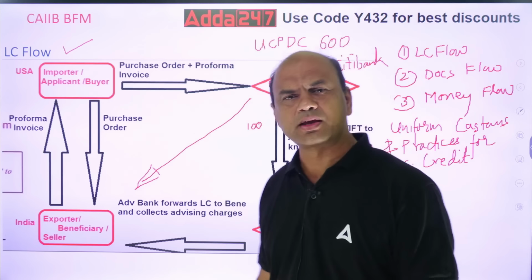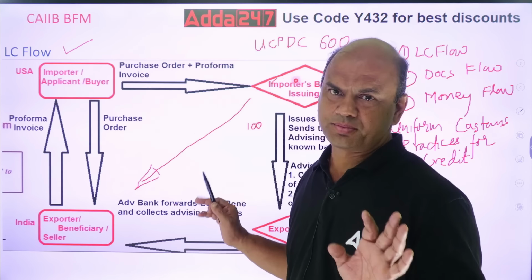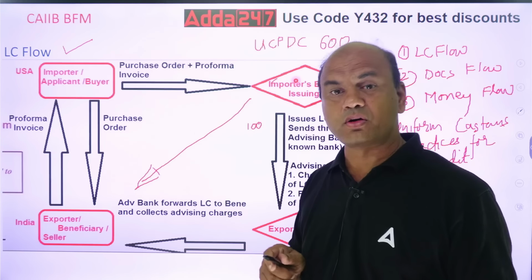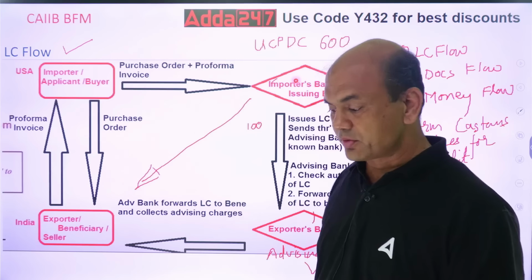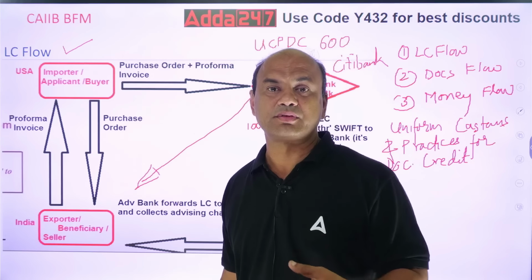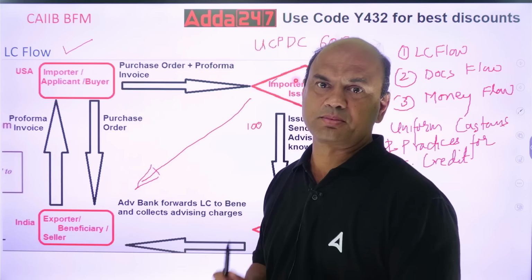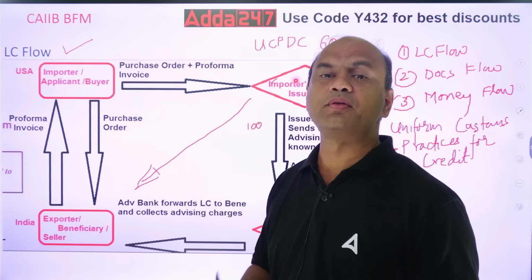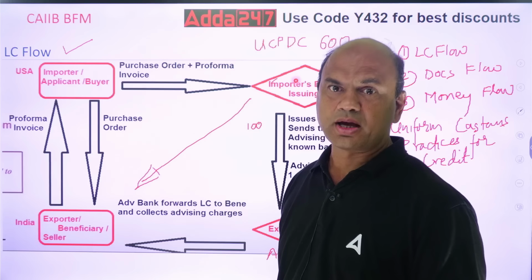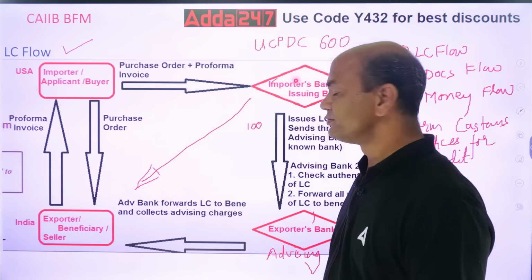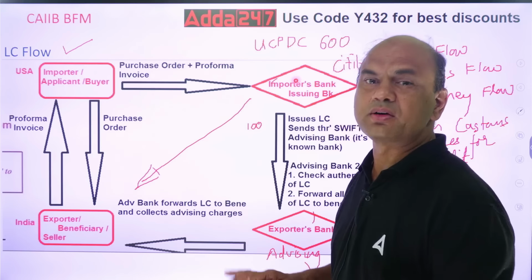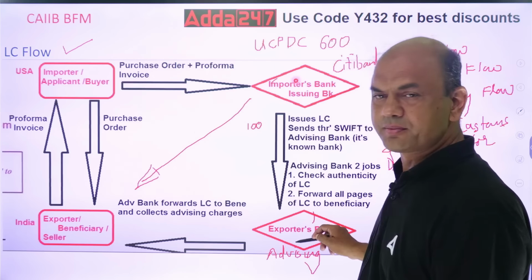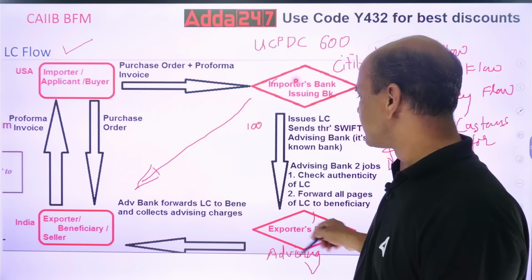What is the role of this bank? The role of this bank is simple. The issuing bank will send the LC via SWIFT, or any other means. Now, SWIFT is also, they are planning to remove SWIFT in some months. So if SWIFT is removed, we will have some other technology. ISO they are planning. Whichever technology it may be, presently this issuing bank will send the LC via SWIFT to this advising bank.